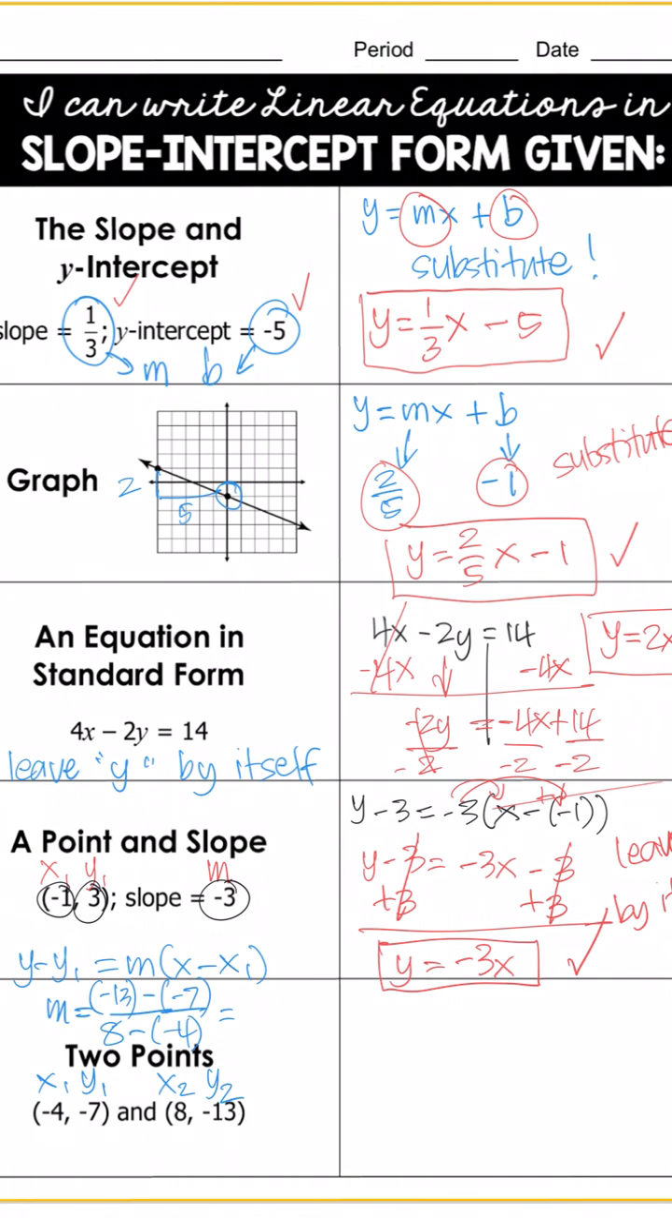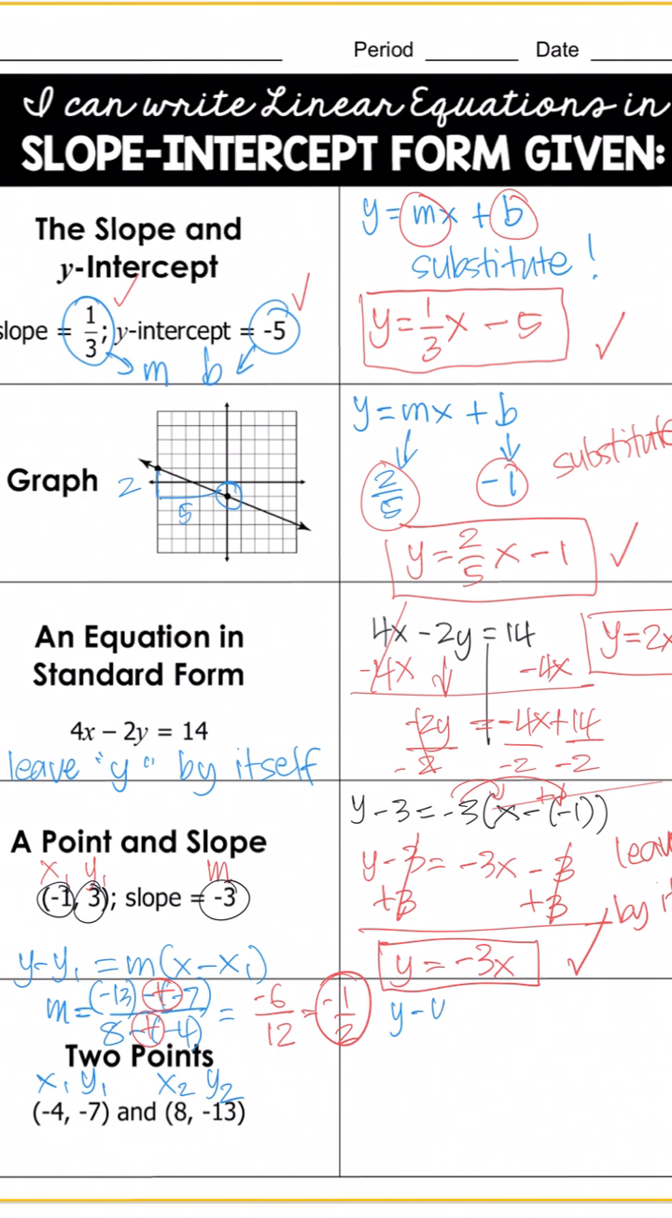If the integers are negative, make sure to put them inside parentheses. We can type this in the calculator if you want, or do it by hand. Negative 13, negative and negative makes positive, plus 7 is negative 6, and 8 plus 4 is 12. Negative 6 over 12, or negative 1 half in lowest terms, or simplest form.